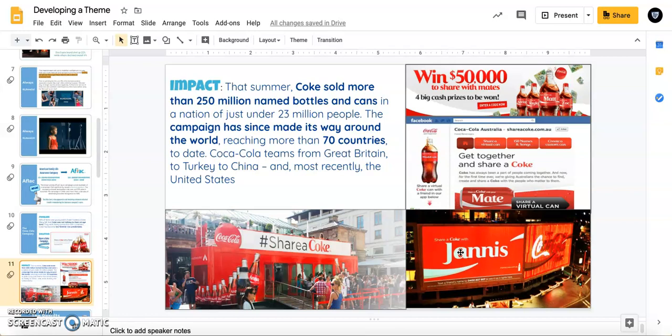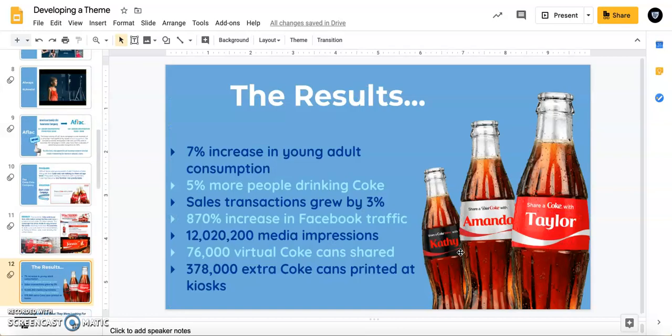People love personalized stuff. And one thing that was really big about this is social media. People shared it like crazy. Anytime you see something cool or even not cool, your first instinct is to share it on social media. So the result of this really simple campaign, remember, temporary, they still don't have these, is a 7% increase in consumption, 5% more people drinking Coke, which I know seems like a small number, but think about the population of the world, 5% of that. Sales transactions grew. They had Facebook traffic, social media impressions. People were sharing virtual Coke cans on the internet.